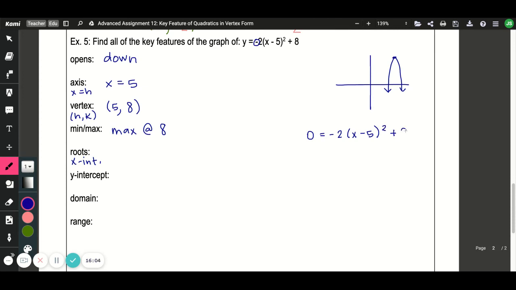Now, you could change it into standard form, the way we did that previous problem where we multiplied it all out, and then factor it or use the quadratic formula, but I'm going to show you a different way. We only have one x here, and I want to solve for that x. So I'm going to just solve it like an algebraic equation. I'm going to move the 8 over by subtracting 8 from both sides. Then I'm going to divide both sides by -2. -8 divided by -2 is 4.